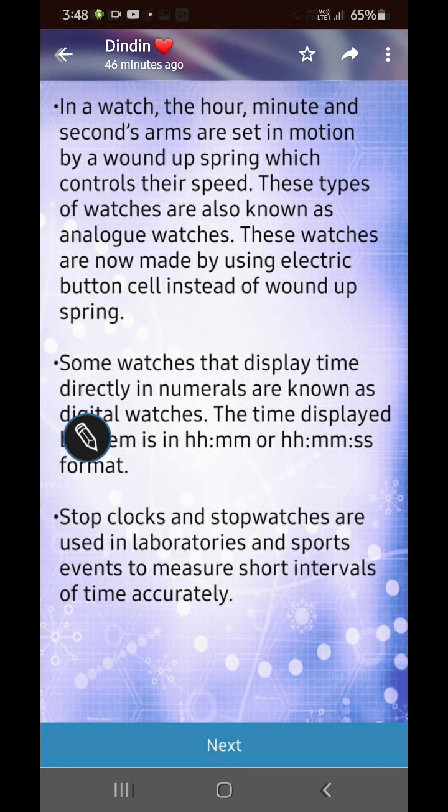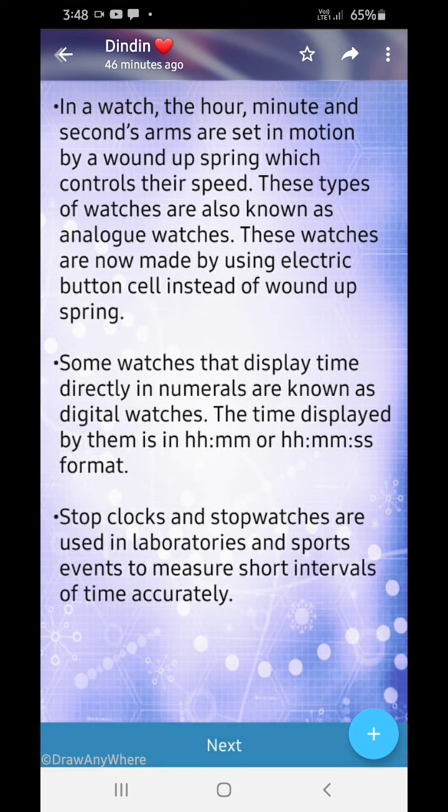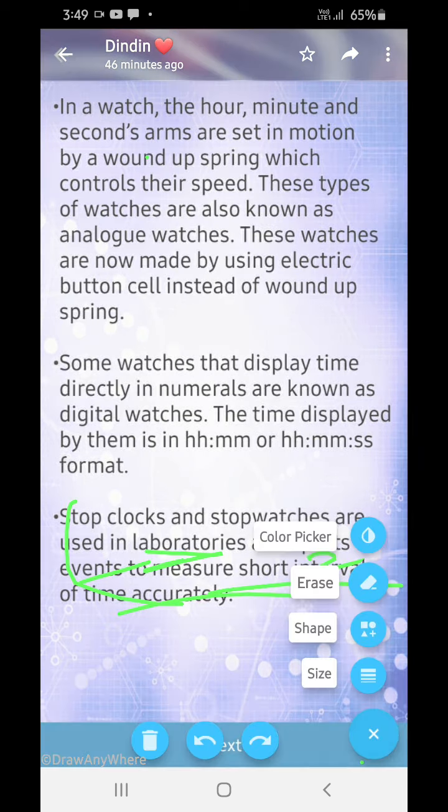In a watch, the hour, minute and second arms are set in motion by a wound-up spring which controls their speed. This type of watch is also known as an analog watch. These watches are now made with electric button cells instead of a wound-up spring. Watches that display time directly in numerals are known as digital watches. I've already taught you all this. Stop clocks or stopwatches are used in laboratories and sport events to measure short intervals of time accurately.